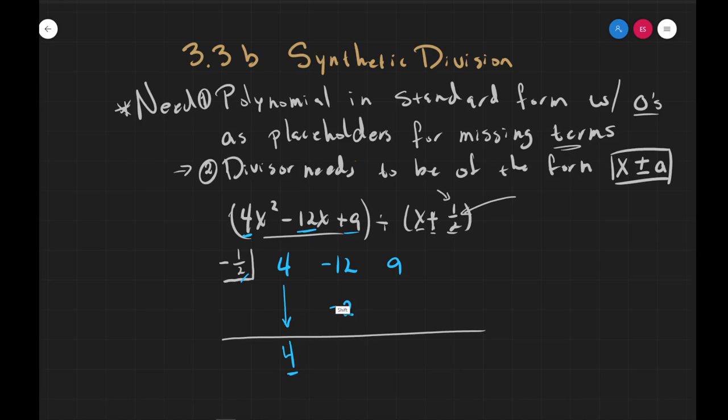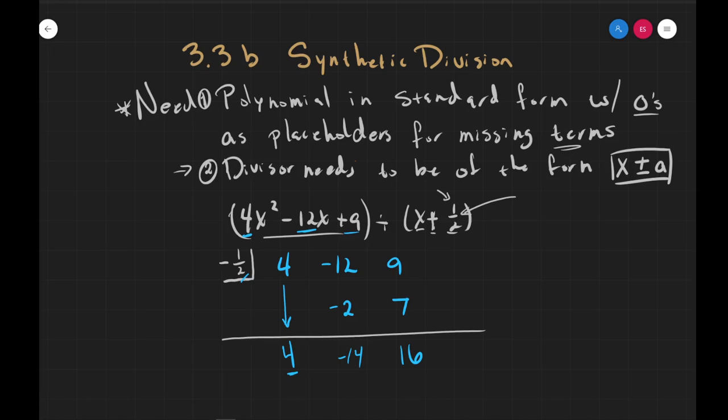Once we have this number here, we're then going to add these two numbers together to get negative 14. Then we're going to take negative 1/2 times negative 14 and get positive 7. Negative 1/2 times negative 14 gave us positive 7. Negative times negative is positive. 1/2 times 14 is 7. 9 plus 7, in this case, is 16.